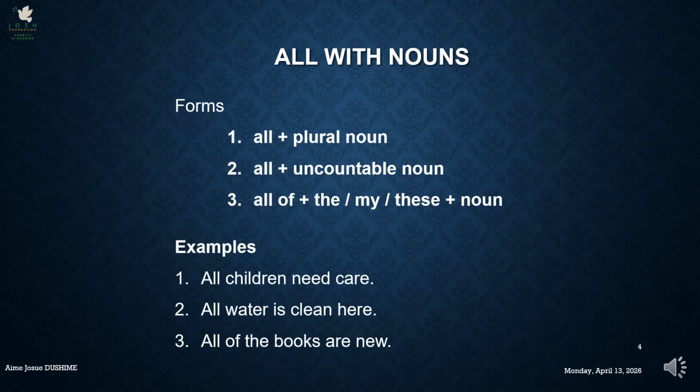How about all with nouns? Let's see the forms. It is all plus plural nouns, as I said before, all plus uncountable nouns, and all of. When you say all of, it should be followed by they, my, these, any kind of pronoun. Then after that pronoun, you add a noun. After they, after my, after these, add a noun.